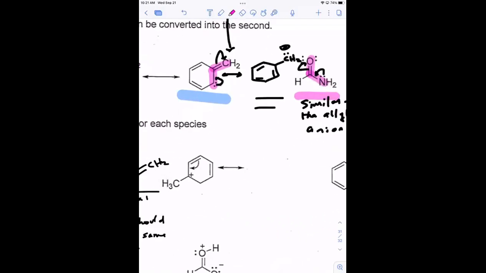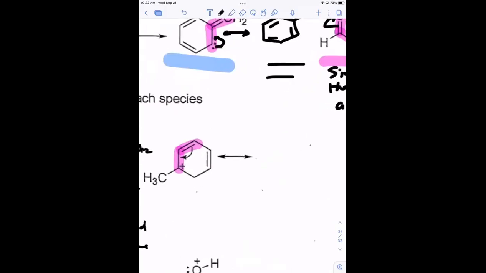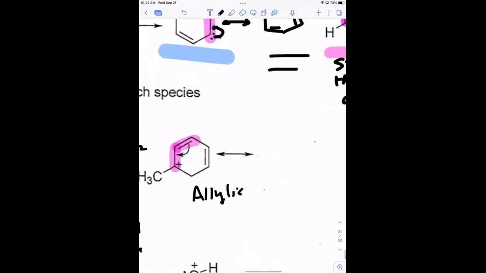All right, what about here? What do you think the new resonance form is going to look like for that? Look where the arrow stops. What does that tell you? And what pattern is that? Anybody? What pattern is that? Right? Isn't that an allylic cation? Is that right?